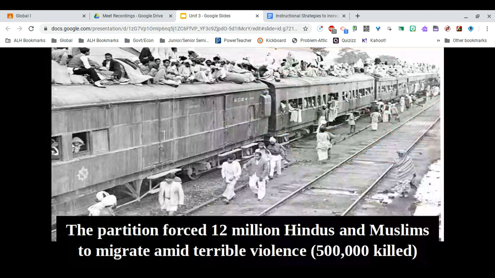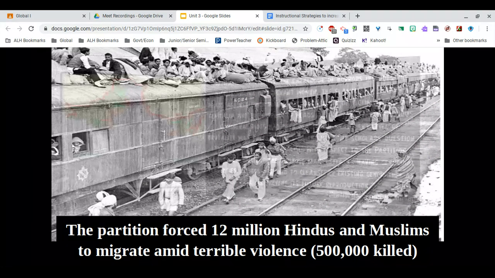The partition is going to force 12 million Hindus and Muslims to migrate, and that migration is going to cause terrible violence between Hindus and Muslims, and about 500,000 are going to be killed initially during that first migration.